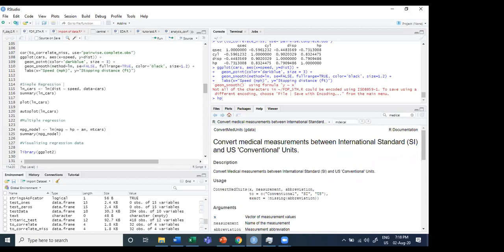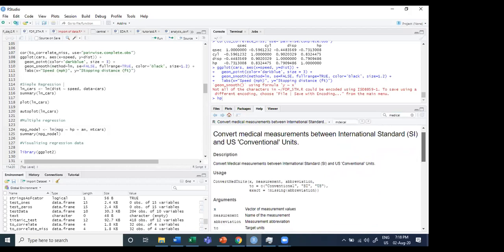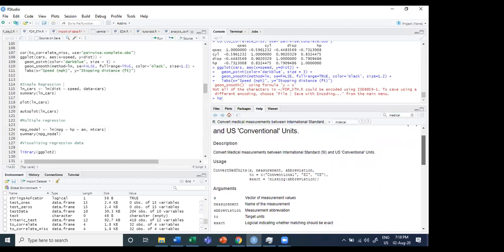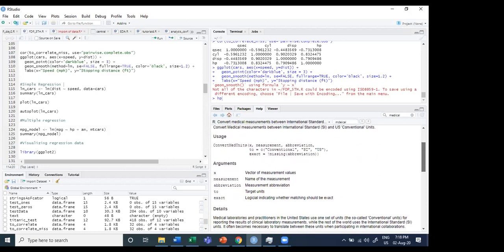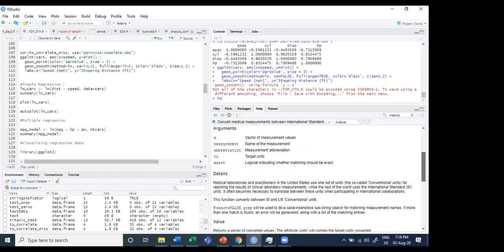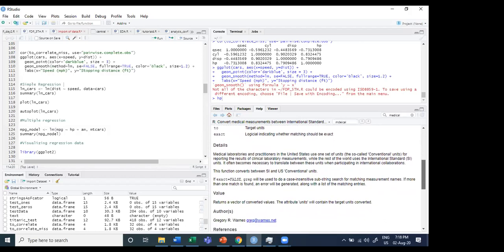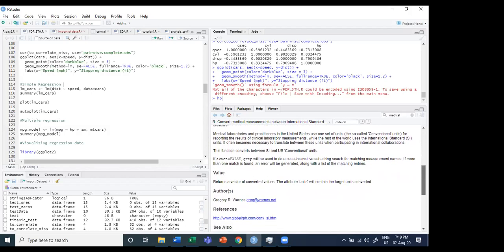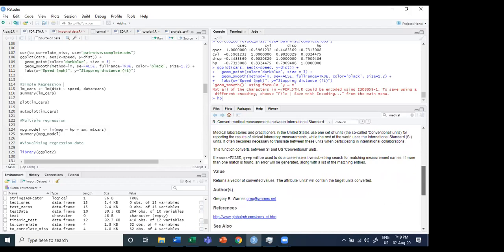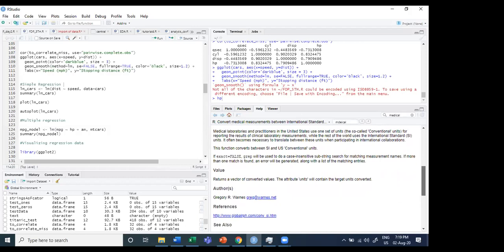So what is there in the data? We can see it converts medical measurements between international standards and US units. Vector values are there, names are there, targets are there, logics are there. Medical laboratories and practitioners in the United States use one set of units, called conventional units, for reporting the results of clinical laboratory measurements. It is an interesting case study, since the international standardized units often make it necessary to translate between both.